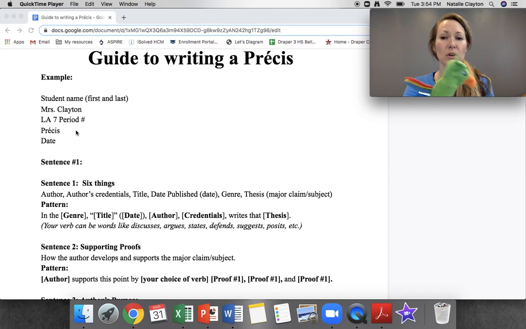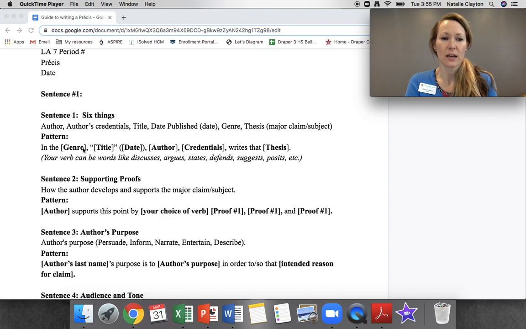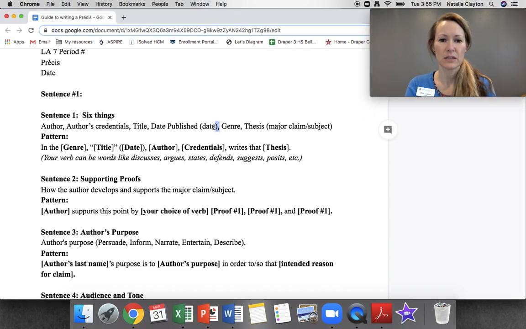So the next thing that we're going to do is take a look at sentence 1. Sentence 1 has our 6 things. We've already covered this. So you have your heading, and then you want to start typing your first sentence. So author, author's credentials, title, date published, this should be year, genre, thesis. So let's take a look.